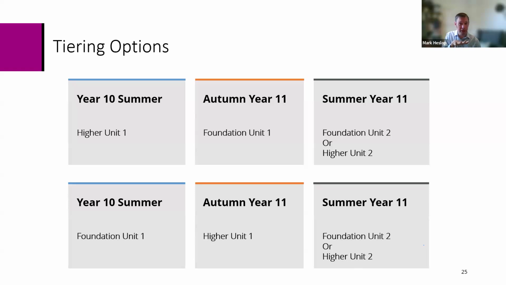I think we're going to get more students entered for the right tier ultimately, the tier that's better for their ability. And I hope that makes some of those tricky conversations with parents easier for you. Okay, I'm just going to rearrange my screen a second.